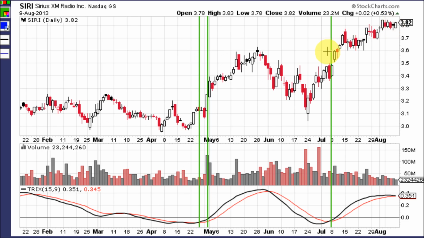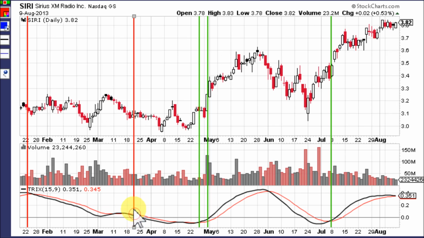So that one worked pretty good. Now let's look at the bearish signals Trix has given here. The first one came right there when Trix crossed down through its signal line. And stock went down a little. Okay, but it's still positive. It's above zero all the way until right here where Trix crosses down through zero and the stock goes down.